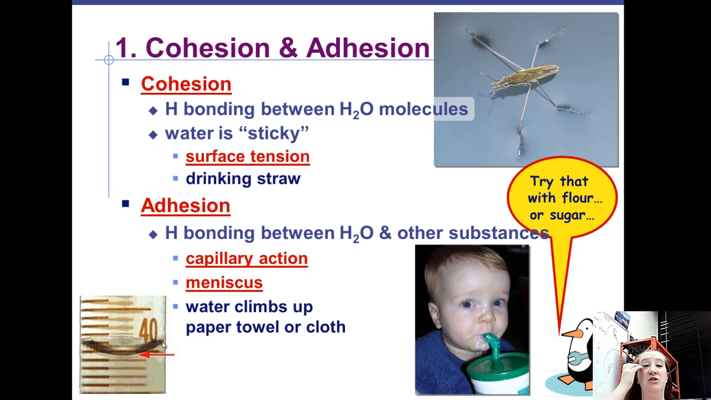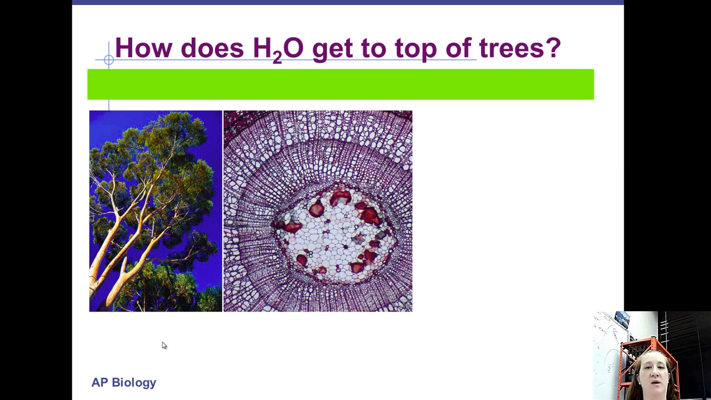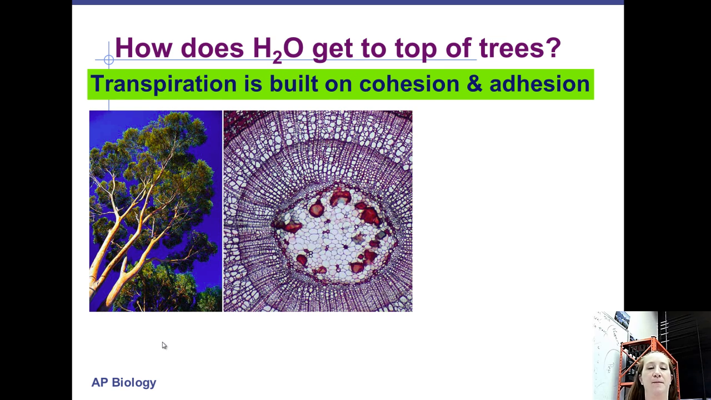Adhesion also causes water to climb up a paper towel. So if you've got a puddle of water and you put just the tip of a paper towel in it, the water will move up through the whole paper towel. That's adhesion. And adhesion and cohesion also allow for water to move through plants. This is a great thing.